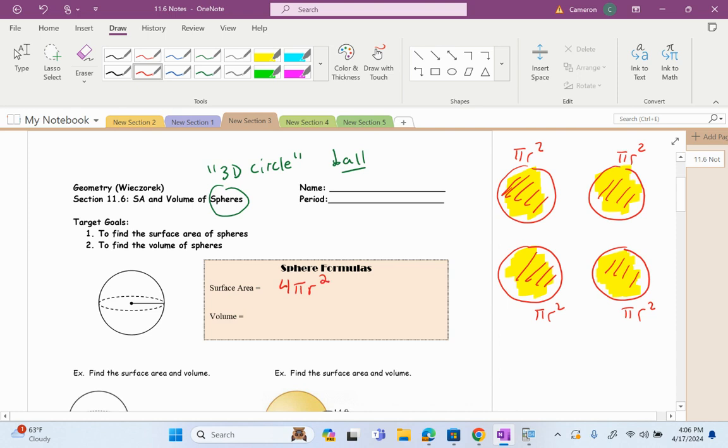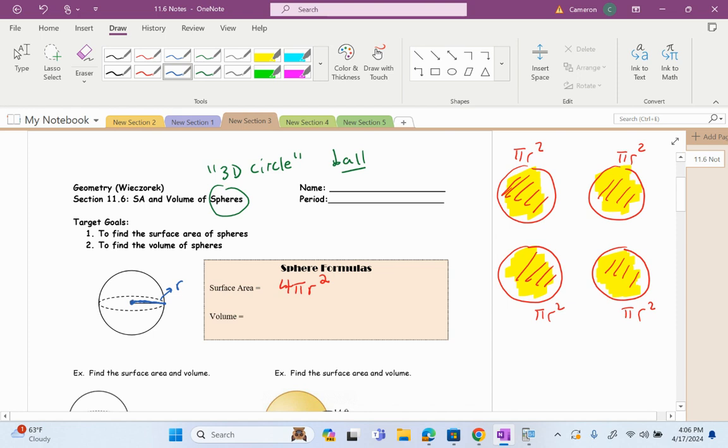times the radius squared. And the radius of a sphere is the distance between the center of the sphere to any point on the exterior of the sphere. So any point on the ball itself, not on the inside. Kind of like the radius of a circle. Okay, so that would be a radius.